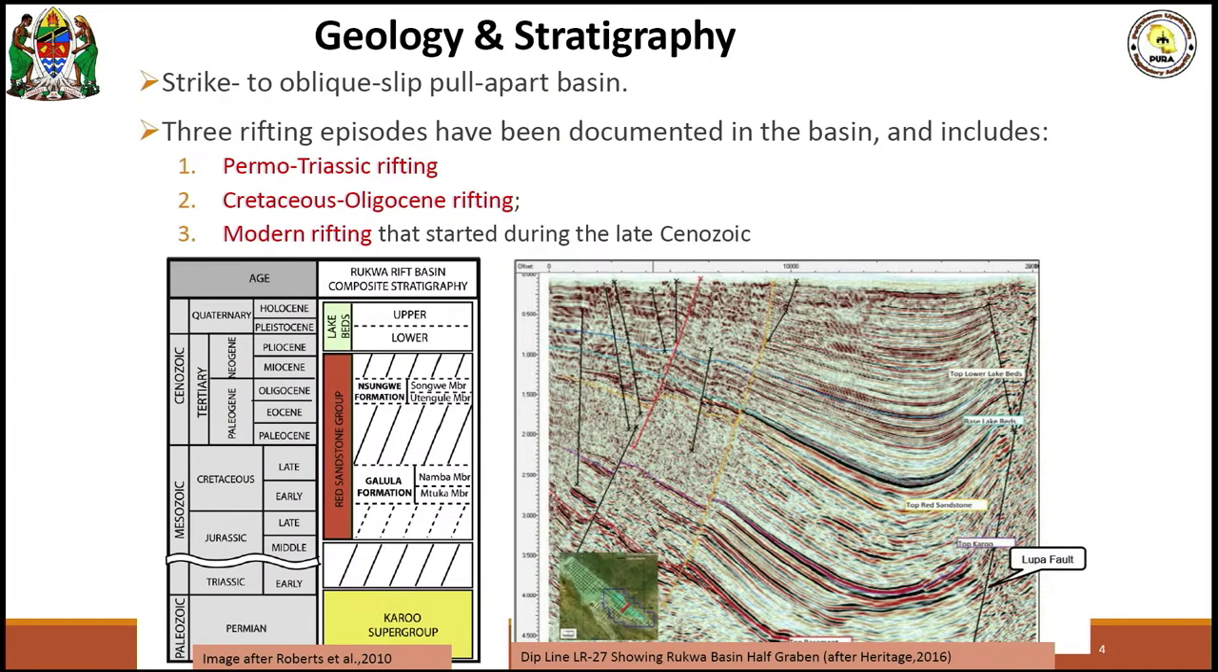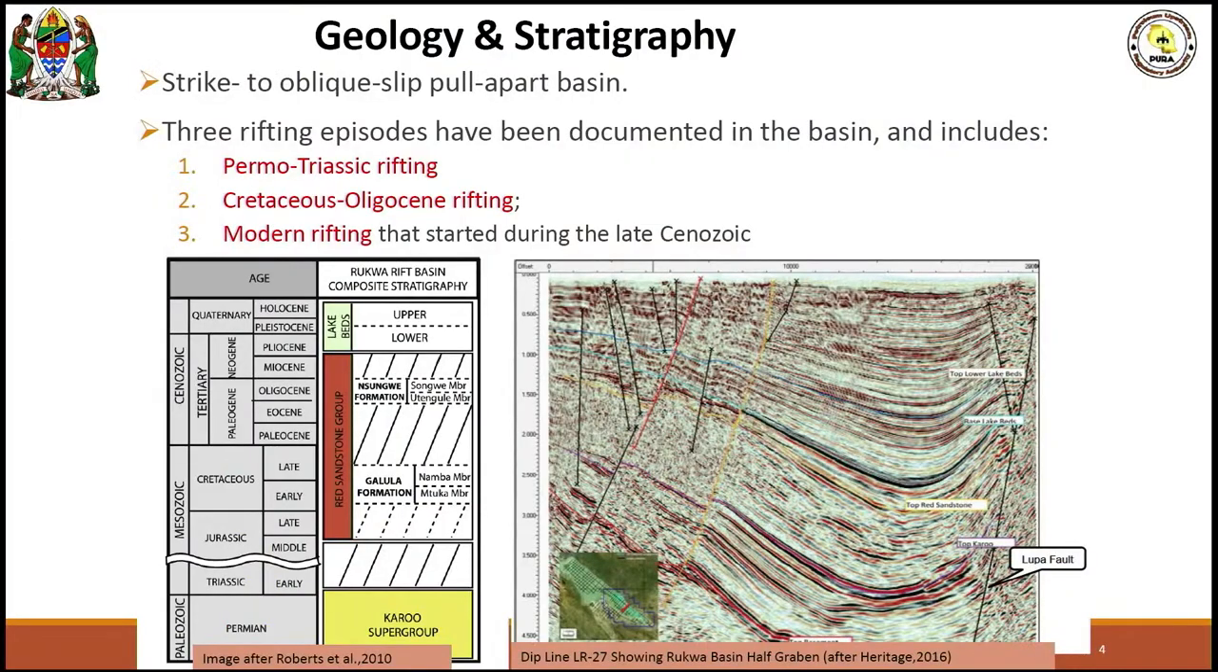The tectonic activities in the Rukwa Basin are recorded in three major timings. The first, the oldest one, is the Permo-Triassic rifting, and this led to the deposition of the Karoo Supergroup. It was followed by the overlying Cretaceous-Oligocene rifting event, which led to the deposition of the Red Sandstone Group. And on the top, we have modern rifting, which is associated with the East African Rift System, and this led to the deposition of the lake beds.